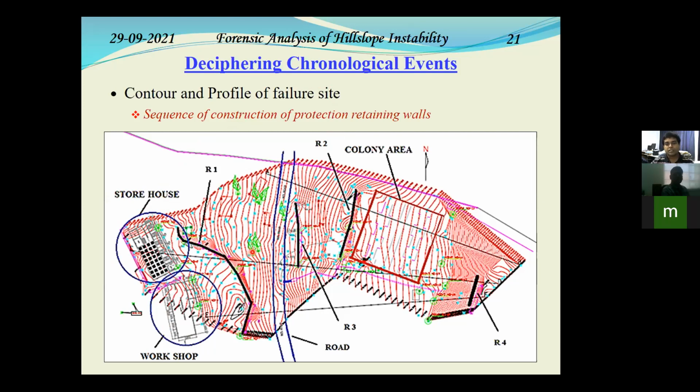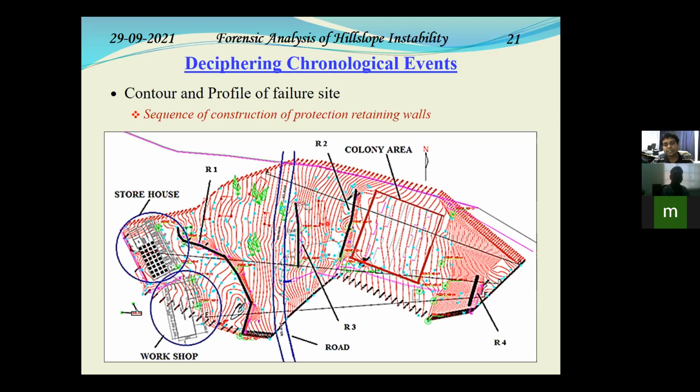However, it was noticed that it was still moving, the soil was still moving. So the next important area was the colony area that should not get dismantled due to the movement of soil mass. So this retaining wall R2 was constructed. Still in between R1 and R2, the movement was being seen, and this access road was getting dislodged. So a retaining wall R3 on the eastern side of the access road was further constructed.